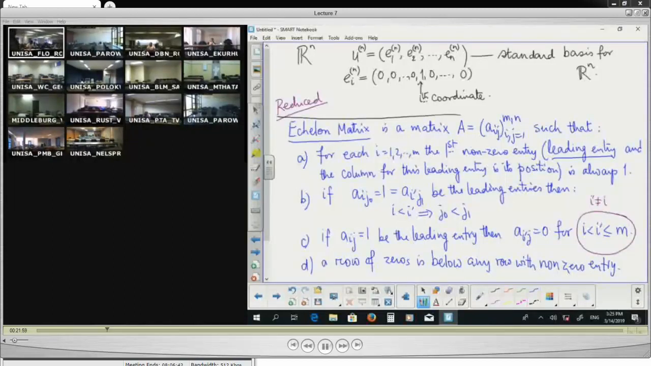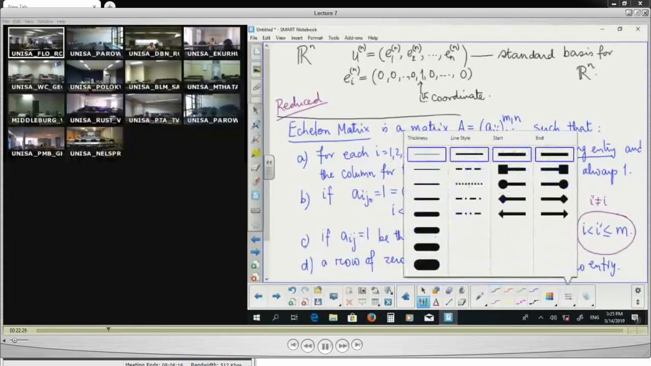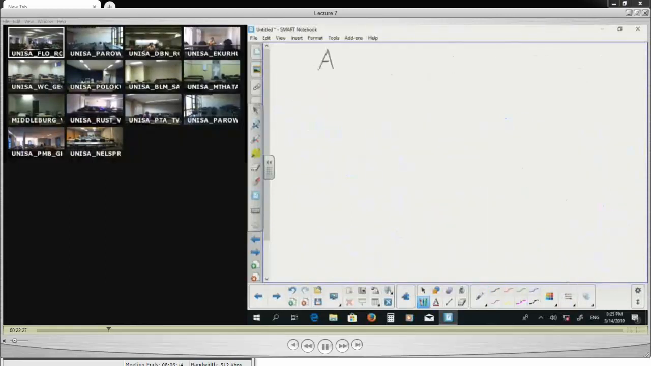So for instance, any upper triangular matrix is echelon. Right? But may not be reduced. But for instance, the identity matrix is a row reduced echelon matrix. Okay? Alright. So now let's have an example.